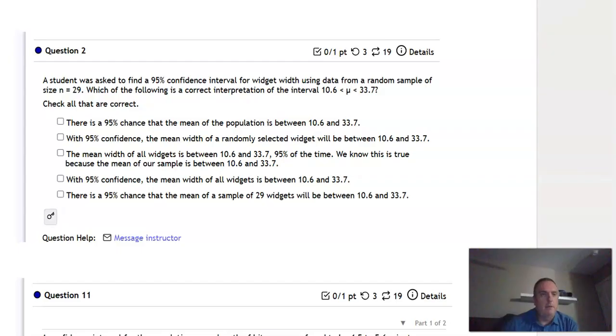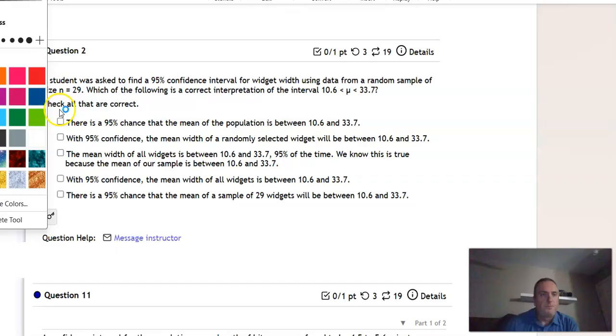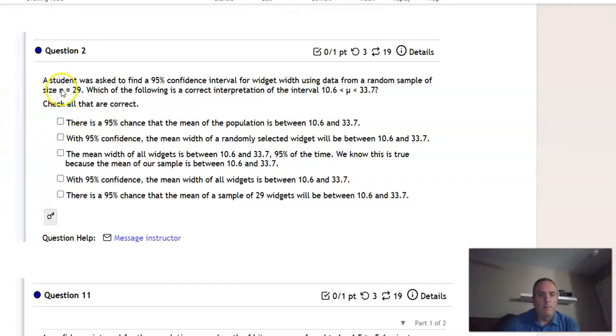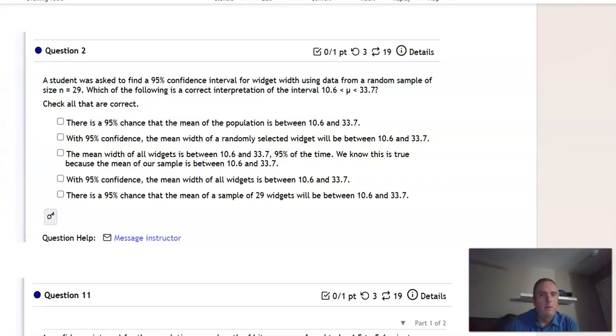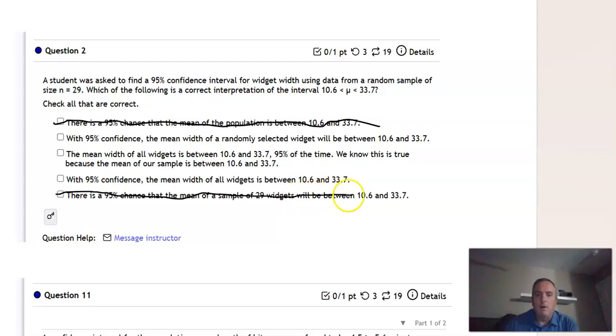Let me get my trusty pen out here. Why is that not working? There we go. We're going to eliminate the first one and the last one because we're not going to say that a probability applies to the situation.